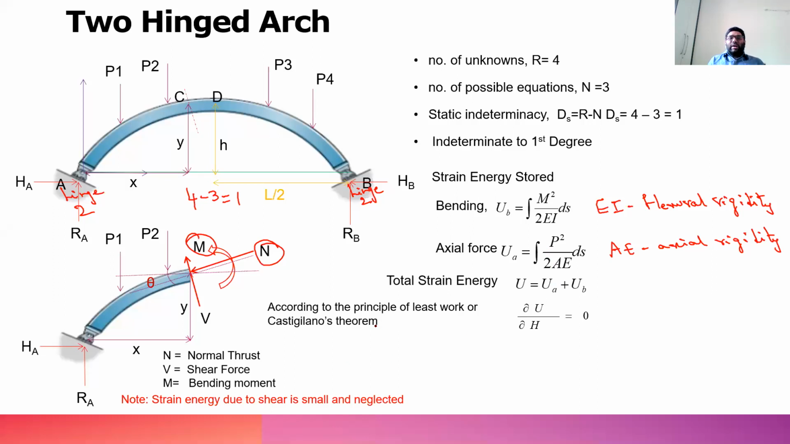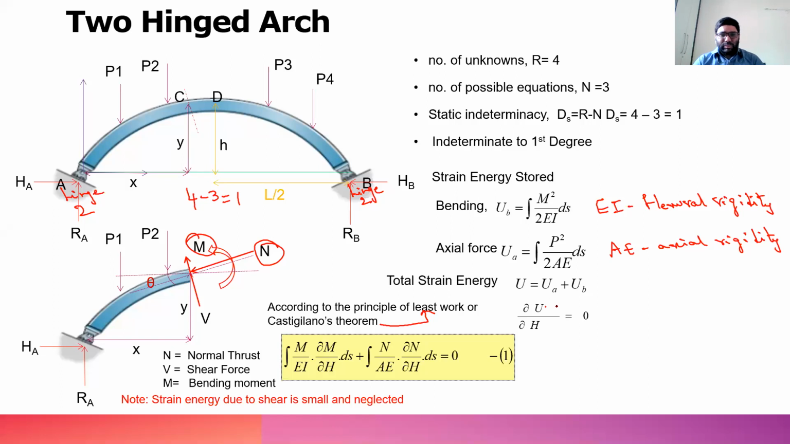Now what does Castigliano's theorem say? Partial differentiation of strain energy with respect to the applied load gives the deflection. Castigliano's theorem can also be represented as the principle of least work, which states that the partial differentiation of strain energy with respect to the horizontal force is equal to 0. There is a very good derivation and concept behind the theorem of least work. In the coming sessions, when we learn the detailed concept of the two-hinged arch, I'll explain it thoroughly there.